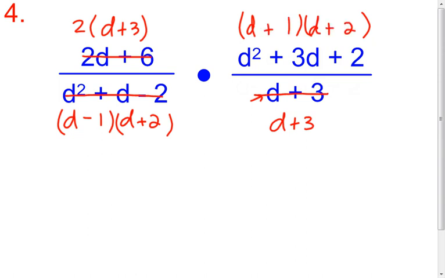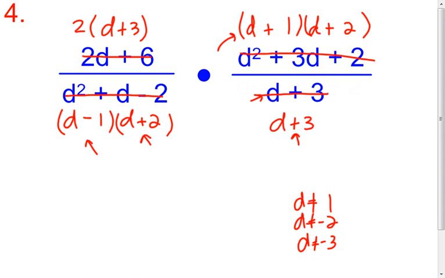Okay? So that's how that works. Now, because of this quantity right here, I know that d can't be 1. Because of this quantity right here, I know that D can't be negative 2. Because of this quantity right here, I know that D can't be negative 3. And this one was in the denominator originally before I flipped it, and so D can't be negative 1 either. Okay? So we're going to pay attention to that.